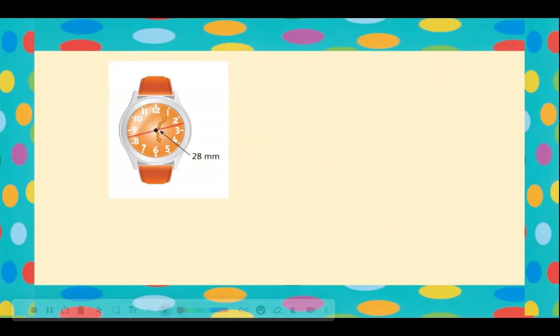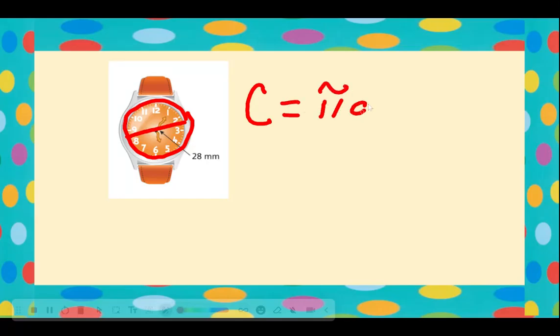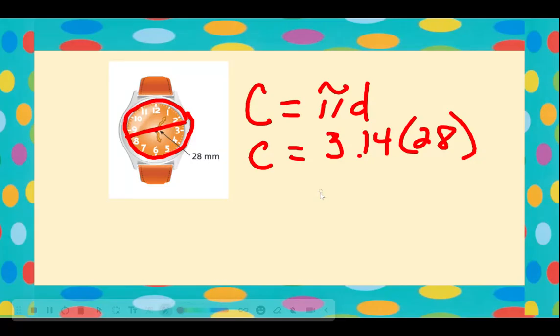Okay, so here we have a watch face. And we want to find the circumference of the watch face. So I see a diameter this time. So we're going to use that formula. So circumference equals pi times diameter. So 3.14 times 28. Pause the video and see what you get as your answer, and then let's see if we get the same answer. So circumference equals 87.92 millimeters.